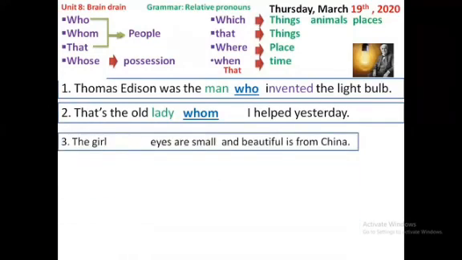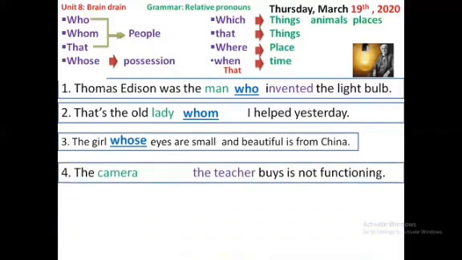Next, the girl, eyes are small and beautiful, is from China. Very good. We say the girl whose eyes. This is a possession. Which eyes? The eyes of the girl. The girl whose eyes are small and beautiful is from China. I study with the boy whose father is a doctor. A boy, his father is a doctor, studies with me. So I study with the boy whose father is a doctor. So it's a possession case.